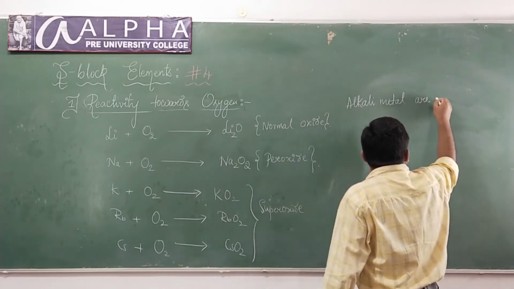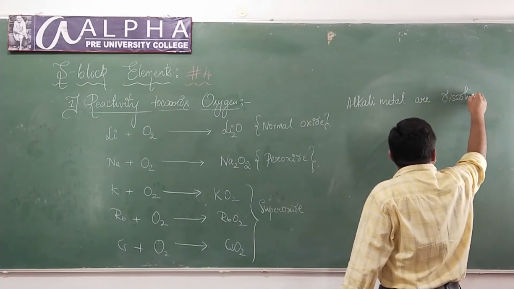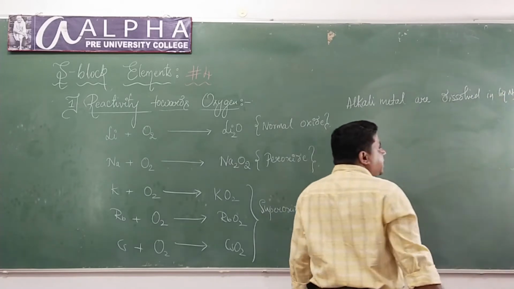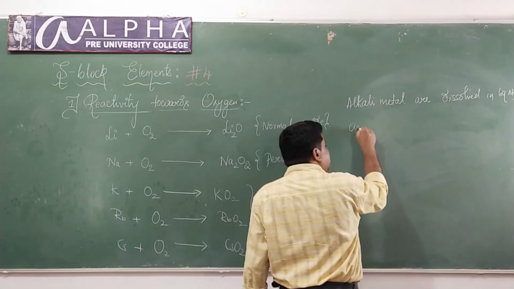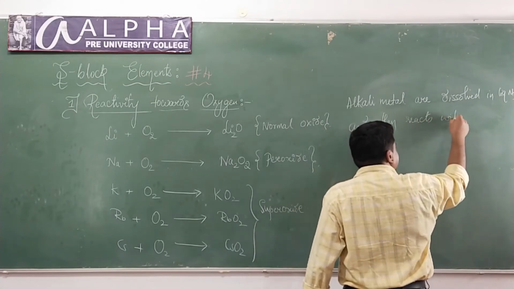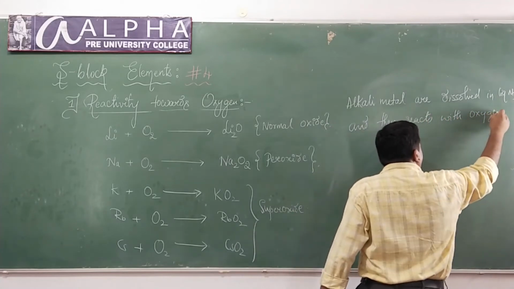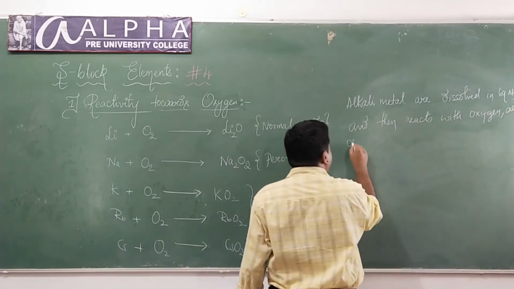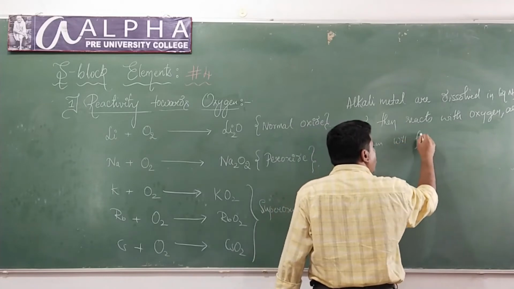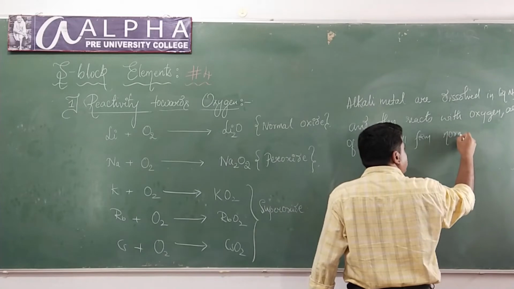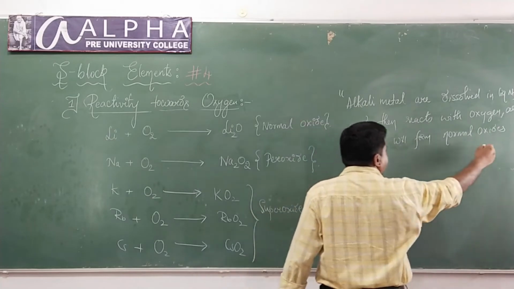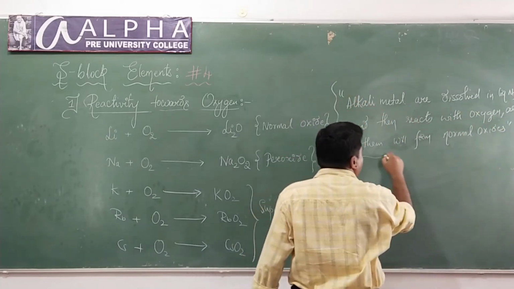When alkali metals are dissolved in liquid ammonia and then react with oxygen, all of them will form normal oxides. Will form what type of oxides? Normal oxides. Are you getting my point? Point to be noted. Very, very important concepts.